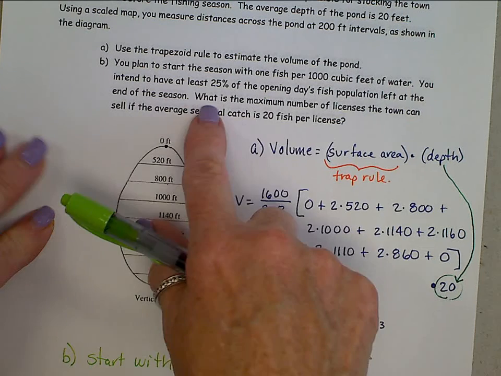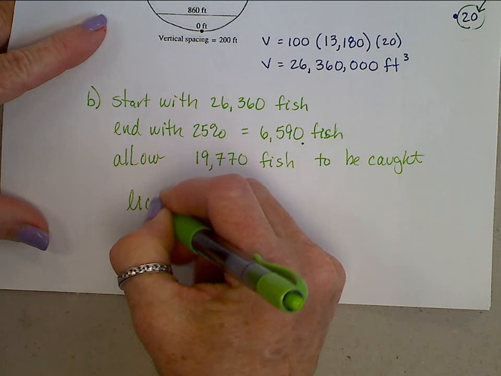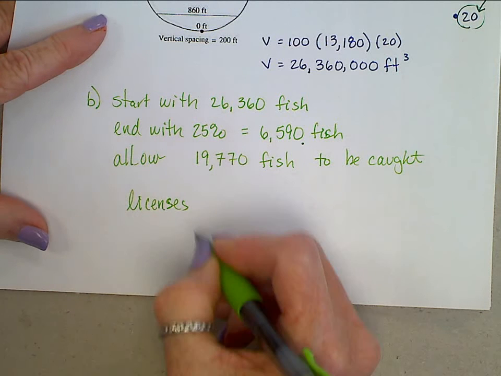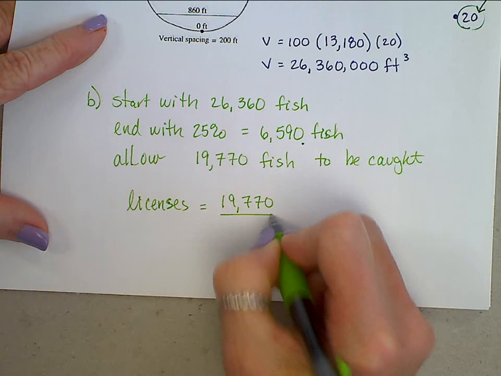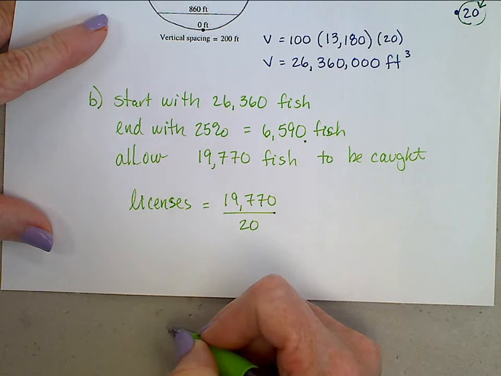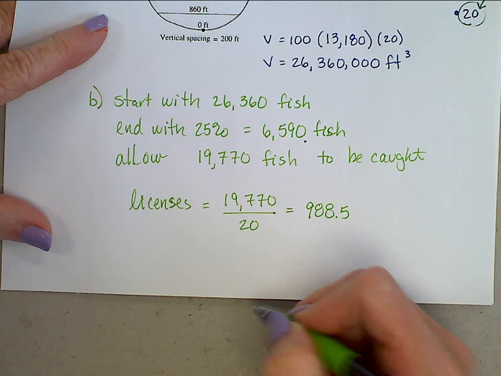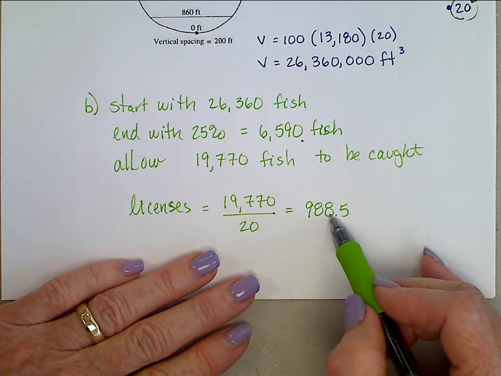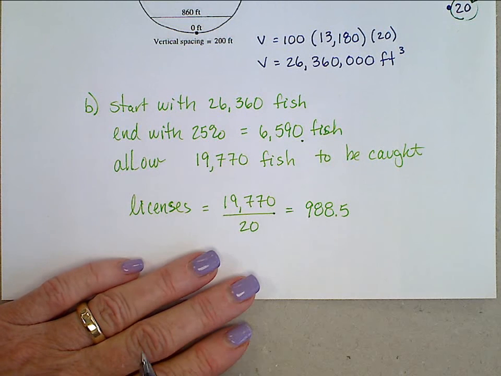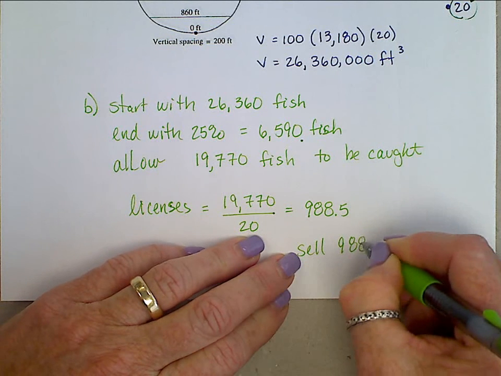We want to know how many licenses can we sell if the average catch is 20 fish per license. Licenses, we're going to have to take the number of fish that can be caught divided by the number of fish per license, and that is 988.5. Can't sell half a license, and if you sell 989 licenses, you won't have that many fish left, so we can only sell 988 licenses.